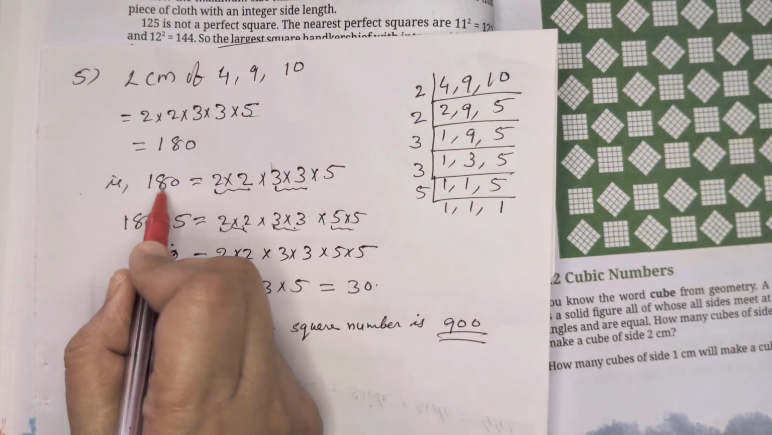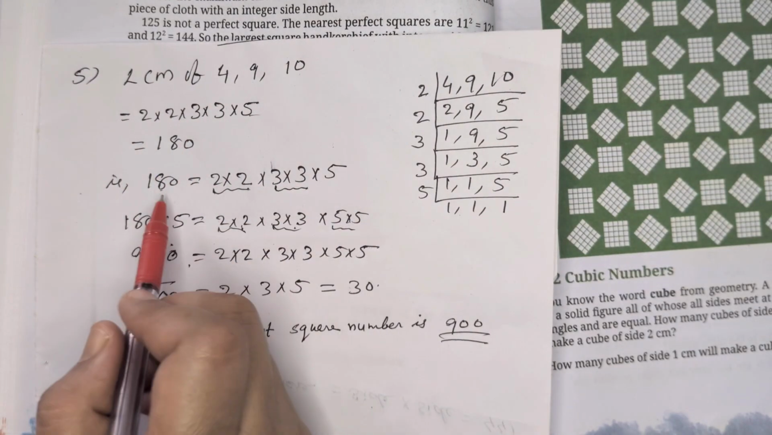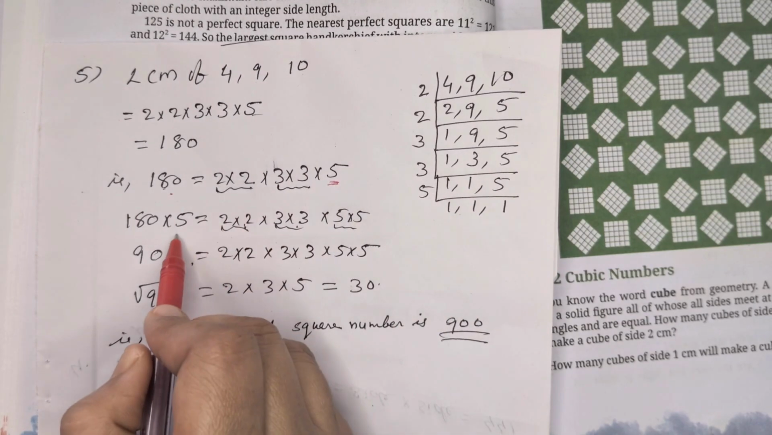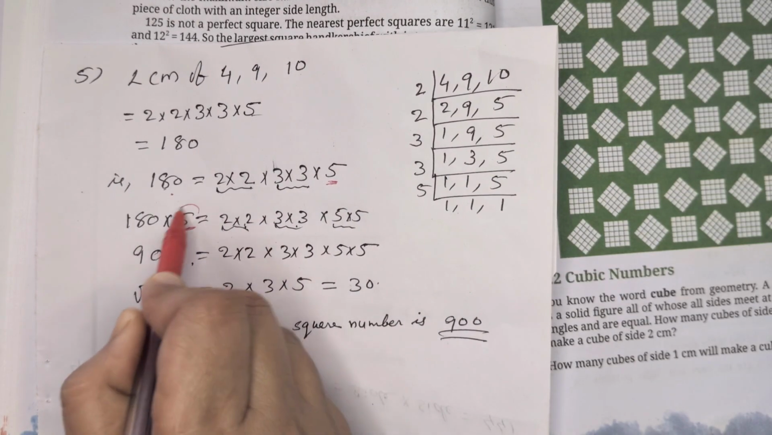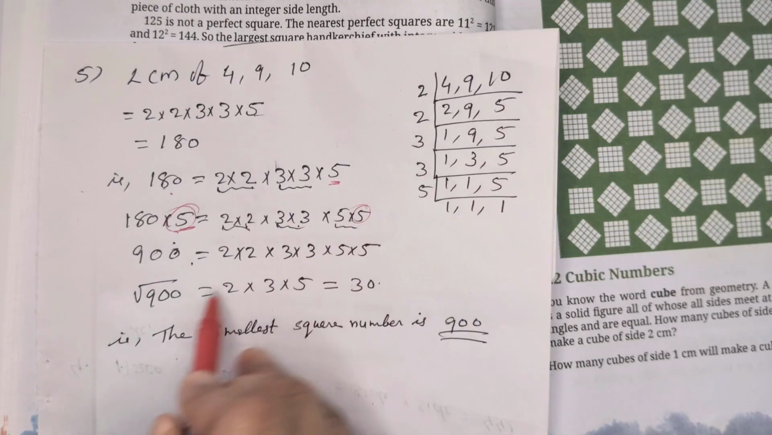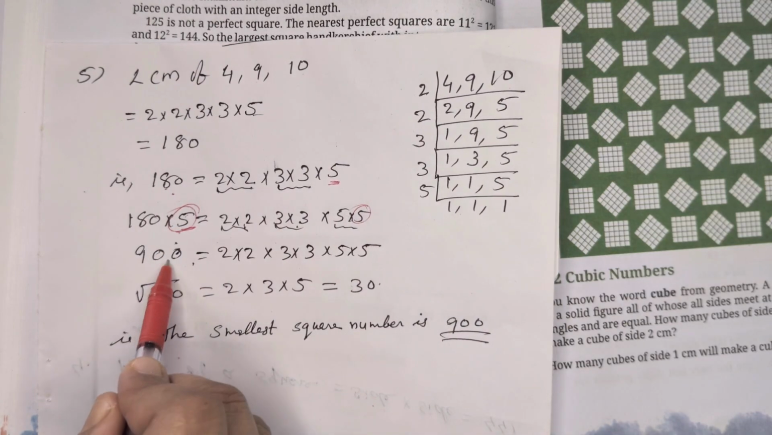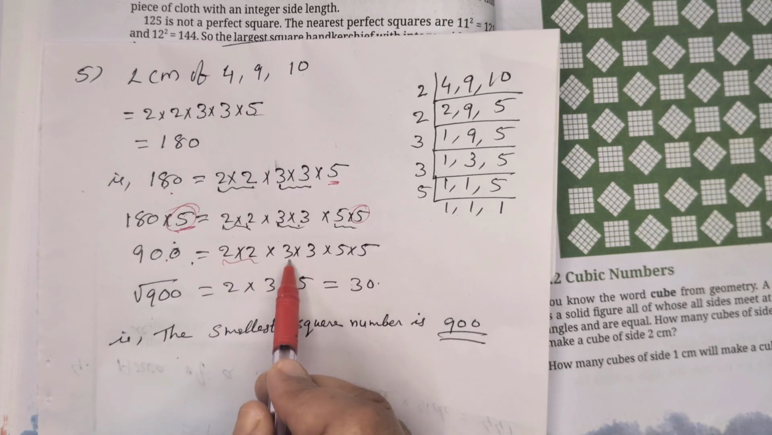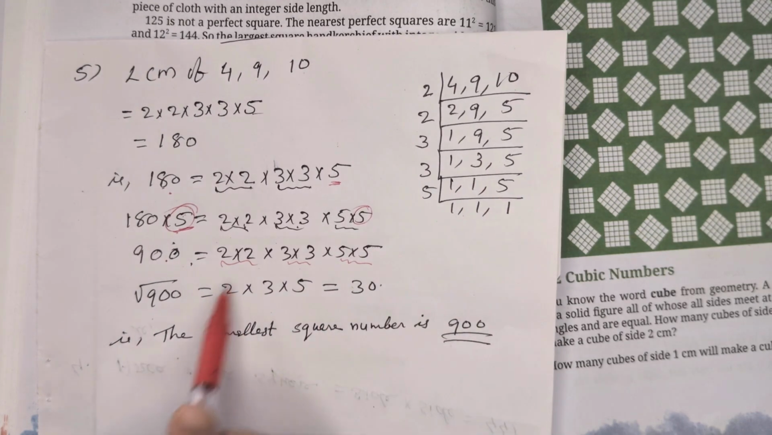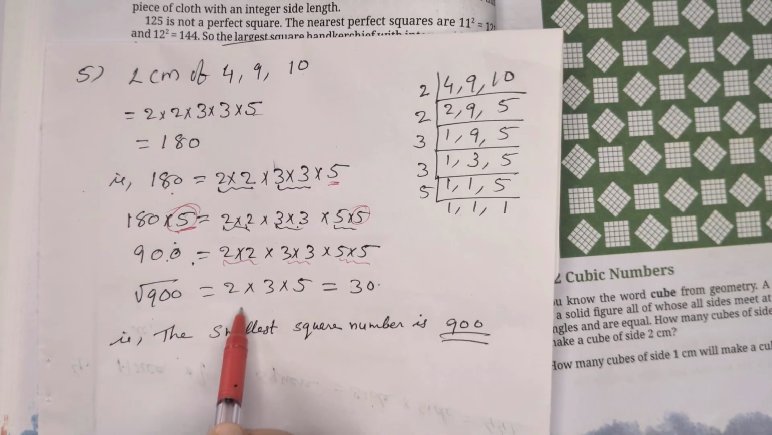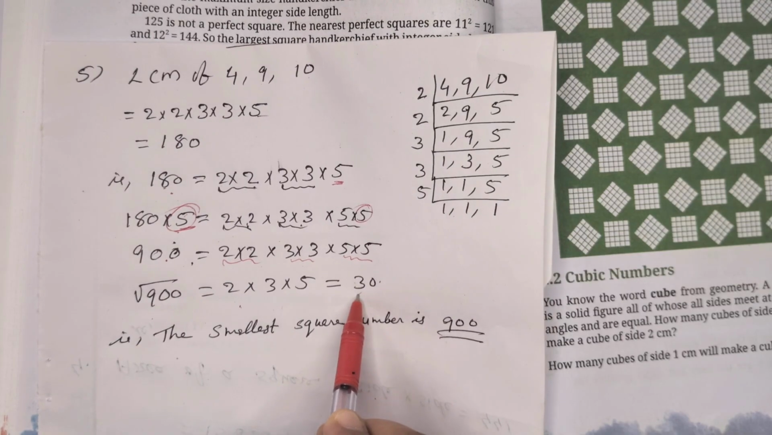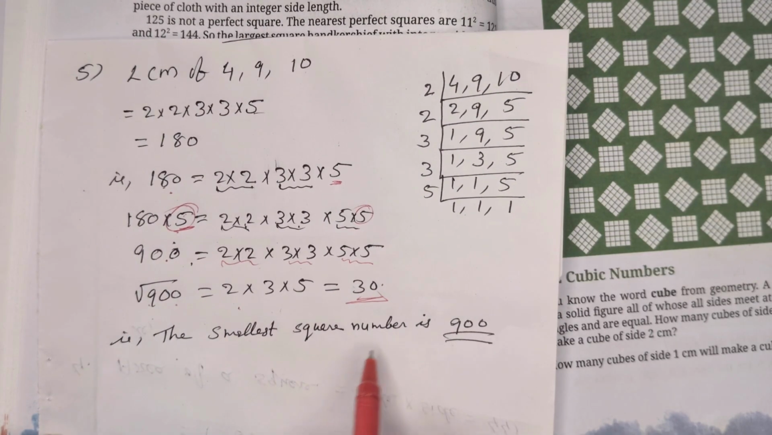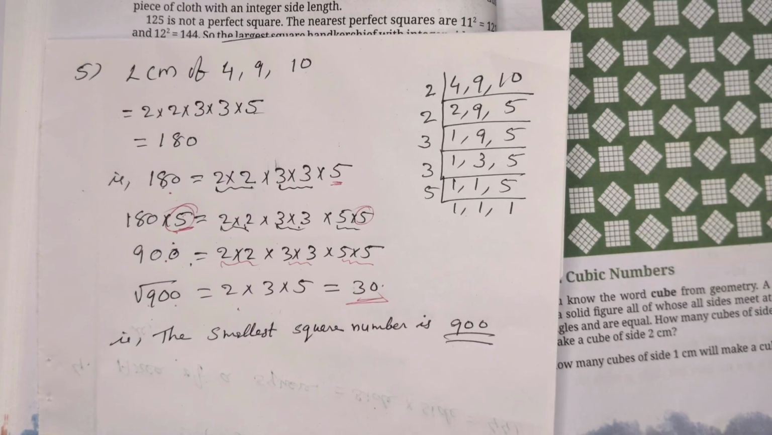So what we did: first we found the LCM of the numbers. We got 180, but for 5 there is no pair, so we multiplied both the left side and the right side by one more 5. After that we get the number 900, and we can make groups of 2 for each prime factor. From that we get 30 as the square root of 900, which means 900 is the smallest square number required.